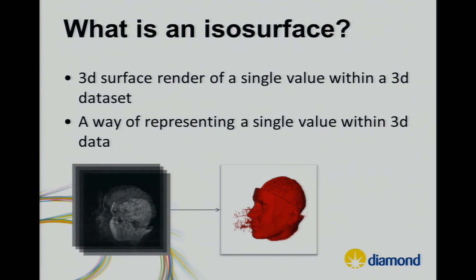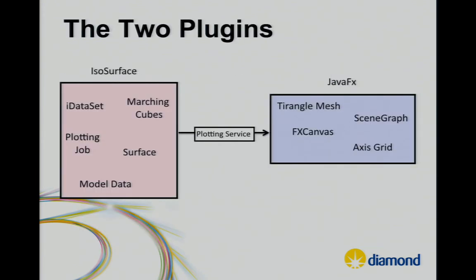So what is an Isosurface? Essentially, the best way to describe it is it's a three-dimensional contour of a three-dimensional data set. It's a way of representing a single value within a three-dimensional data set. So for example, with this CT scan, you get a layer of images, and I can essentially render that into a three-dimensional shape.